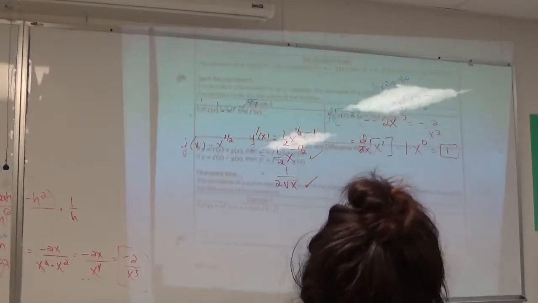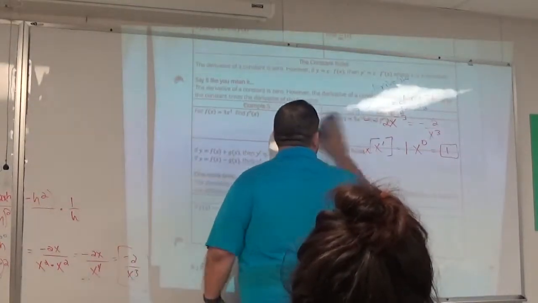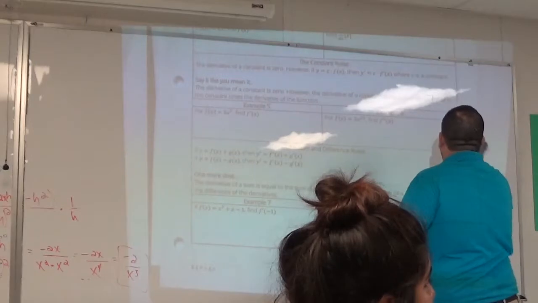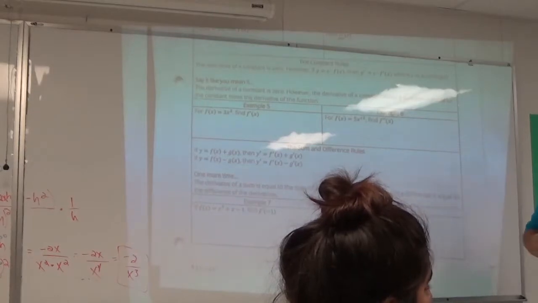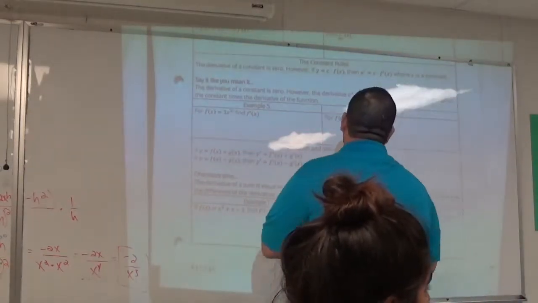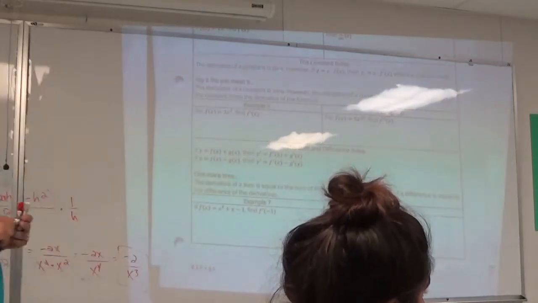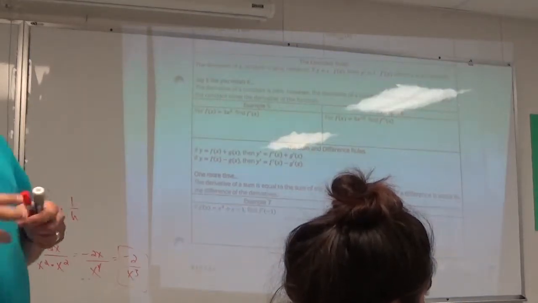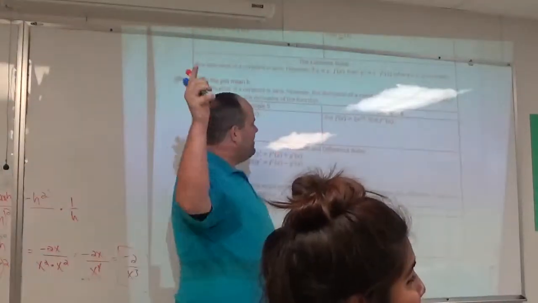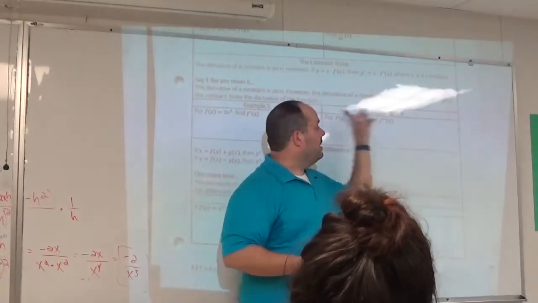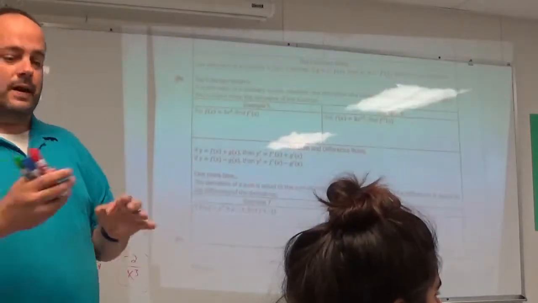Andy, you got this one. Can you read the next one? The derivative of a constant is 0. However, if y equals c times f of x, then the derivative is c times f prime of x, where c is a constant. Okay, say it like you mean it. Say it like your grade depends on it. The derivative of a constant is 0. However, the derivative of a constant times a function is equal to the constant times the derivative of the function. Good thing your grade didn't depend on that.